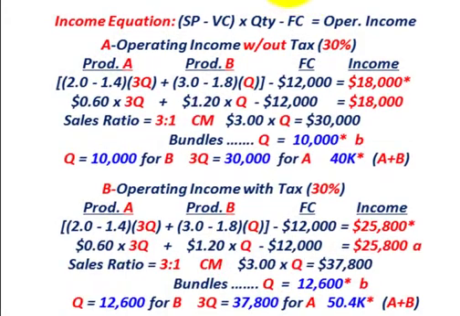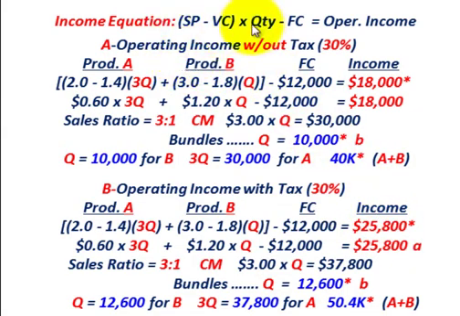Okay, so now let's look and let's see how this affects our quantities here. So going back to our income equation, this is where we'd have looking at our selling price minus our variable cost times the quantity minus our fixed cost equals our operating income. So we're going to look at both cases here. We're going to look at that operating income here where we didn't have to include any tax. It's going to be the $18,000 amount. That's essentially the same as our net income here. And then we're going to look at the operating income here where we have that tax, that 30% tax. And that's what we calculated to be $25,800.